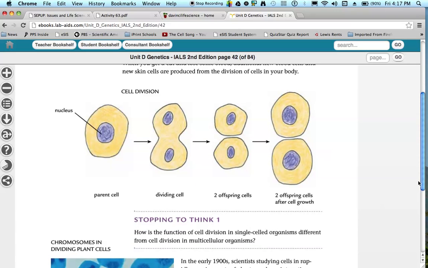Stopping to think 1. How is the function of cell division in a single-cell organism different from the cell division in a multicellular organism?